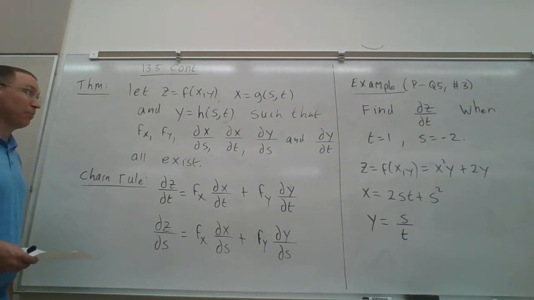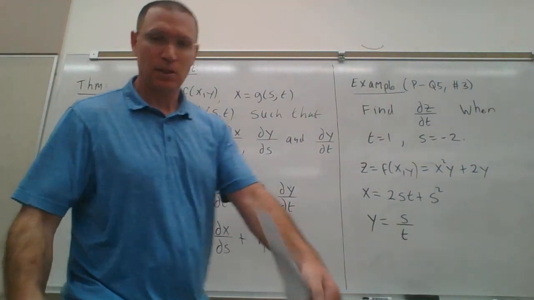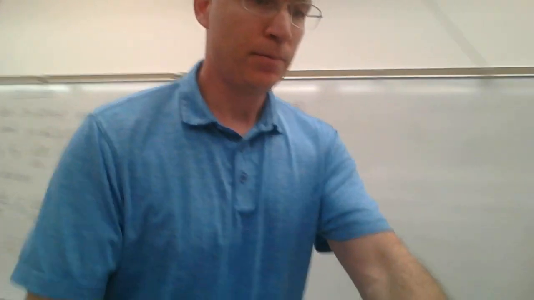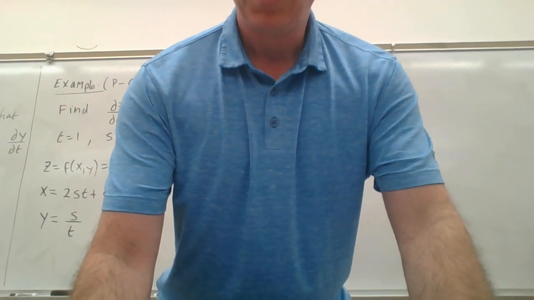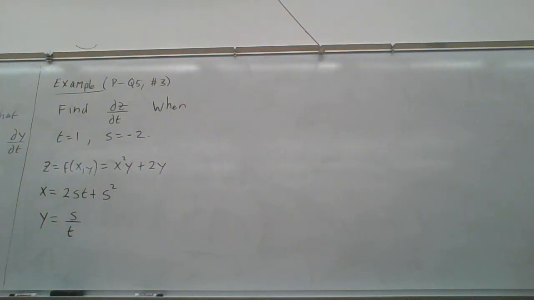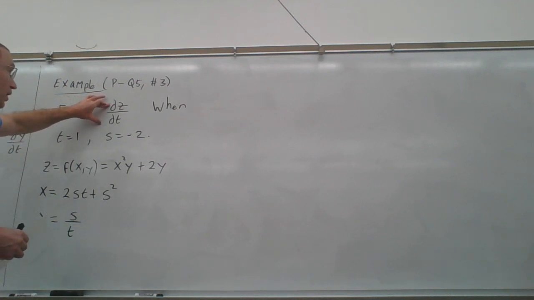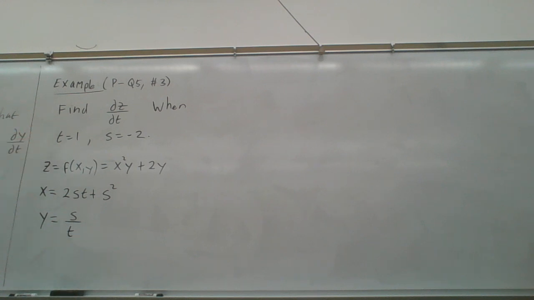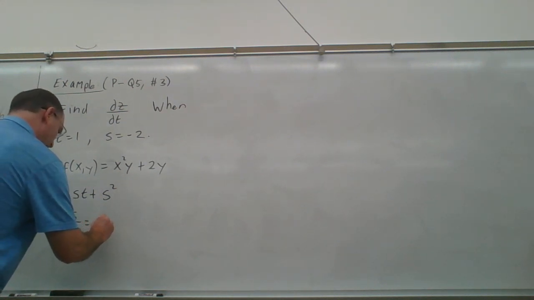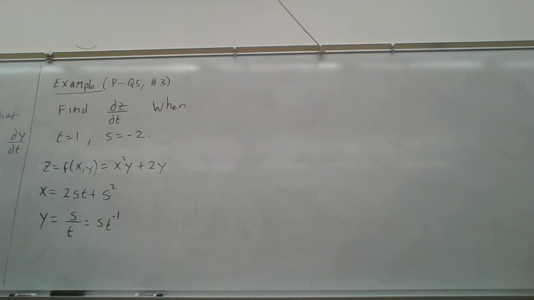Okay, so let's look at an example using this. So over here, it's practice quiz 5, number 3. So it says find the partial derivative of z with respect to t when t is 1 and s is minus 2. And here's our function. It's z equal to x squared y plus 2y, x equals 2st plus s squared, y equals s over t. We can write this guy as s t to the minus 1.